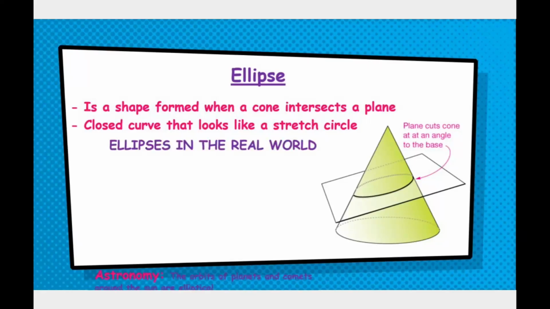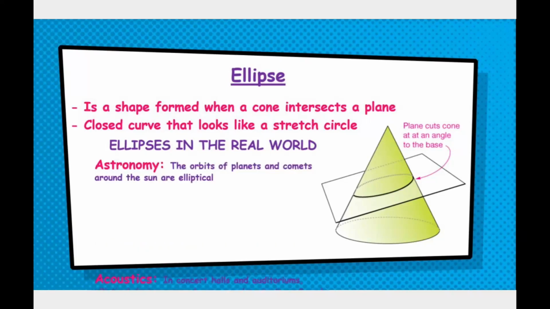So, some ellipses in the real world. I didn't go over this with circles, but we're more familiar with circles. We can see ellipses in multiple places. Astronomy, it's used in astronomy. There's several, I only put 2 on here. The orbits of planets and comets around the sun are elliptical.